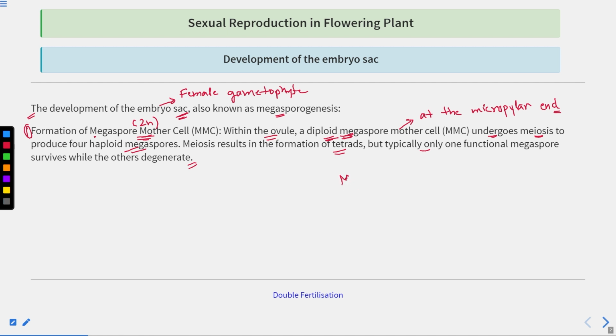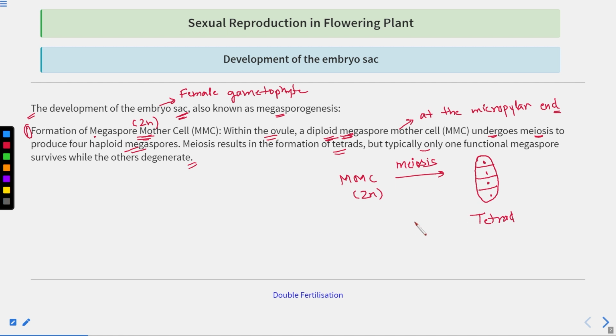So there is one megaspore mother cell that is diploid and it undergoes meiosis. Meiosis is known as reductional division, and at the end of the meiosis, how many cells are produced? 4 cells are produced. Clear? So a tetrad is produced. Tetrad means 4 cells. So this is a tetrad.